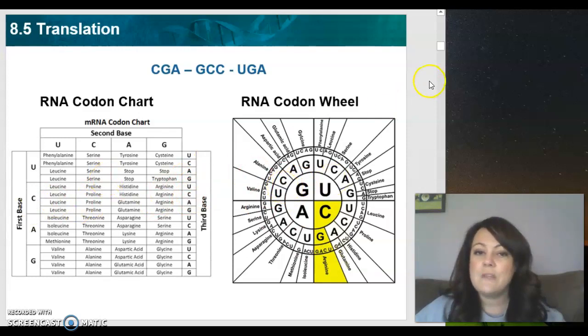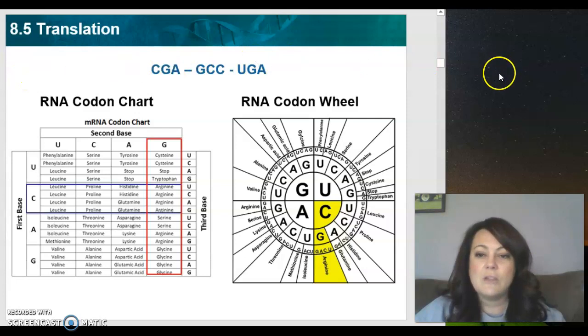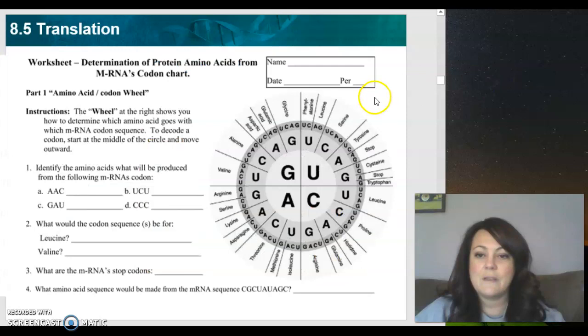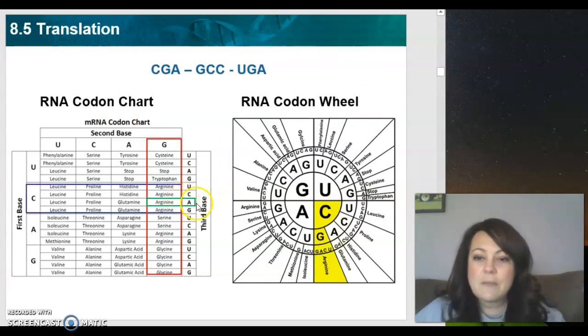So if we were going to do this and we find our first base, here's my C, and then I find my G in the column, then you're going to find that A. And there it is. Oh, sorry. There's my arginine, so there's the A. See, there's 2 different ways to find the same information.